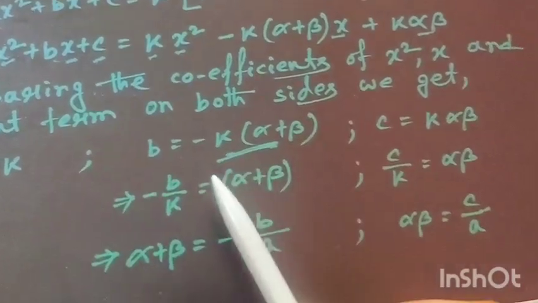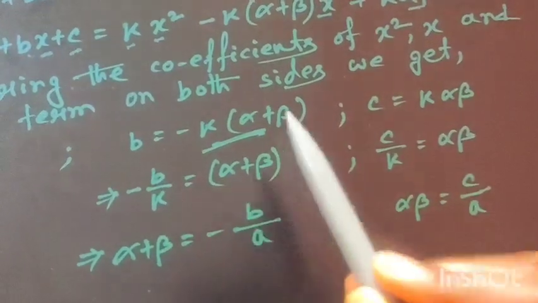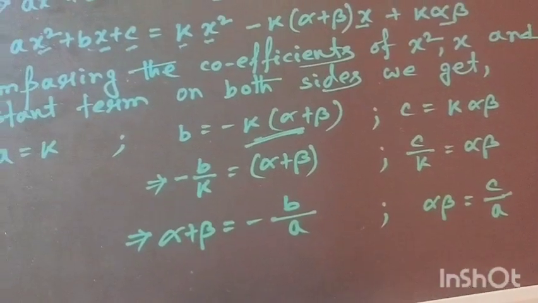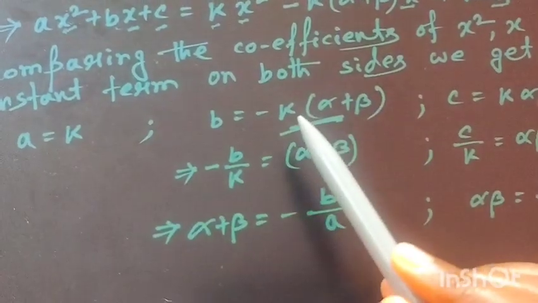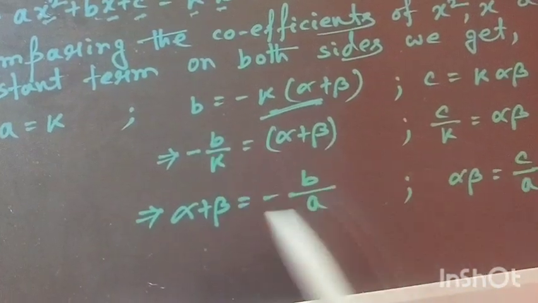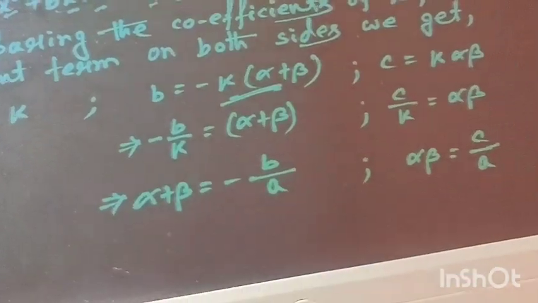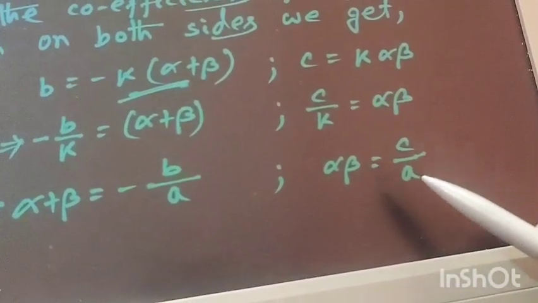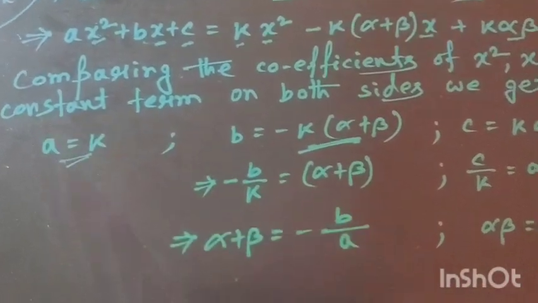a equal to k, b equal to minus k into (alpha plus beta), c equal to k alpha beta. From those relations we can get some actual relations which will become formulas. Here we get a equal to k, so we basically replace k by a. So alpha plus beta equal to minus b by k, and replacing k by a, alpha plus beta equal to minus b by a. And in c equal to k alpha beta, we get alpha into beta equal to c by a. Just replace k by a because we have k equal to a.